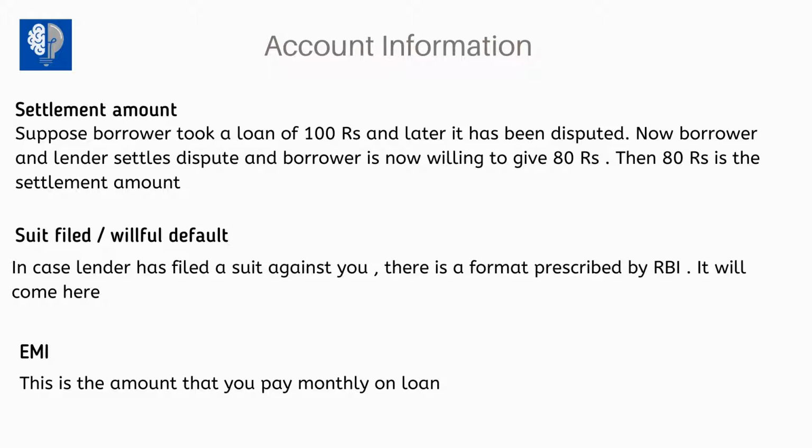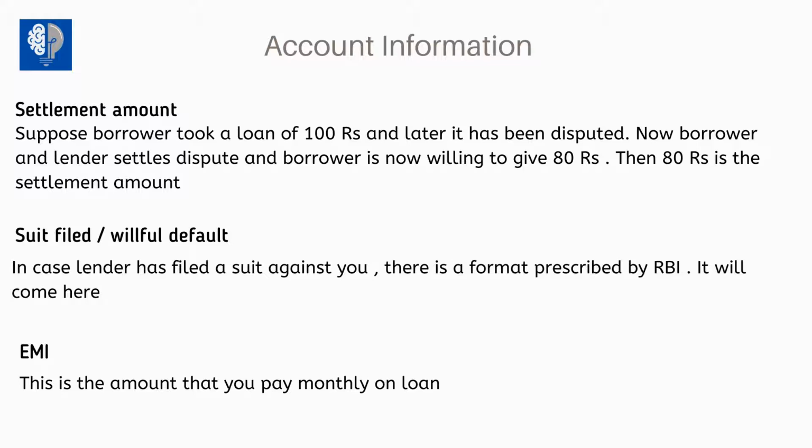Now in the case of a dispute, the borrower and lender settle the dispute because the lender needs the money, and suppose the borrower is now willing to give 80 rupees. So while there is 100 rupees as per the loan, because of the dispute, the borrower said I will only pay 80 rupees, then the settlement amount is 80 rupees. So this field means this.